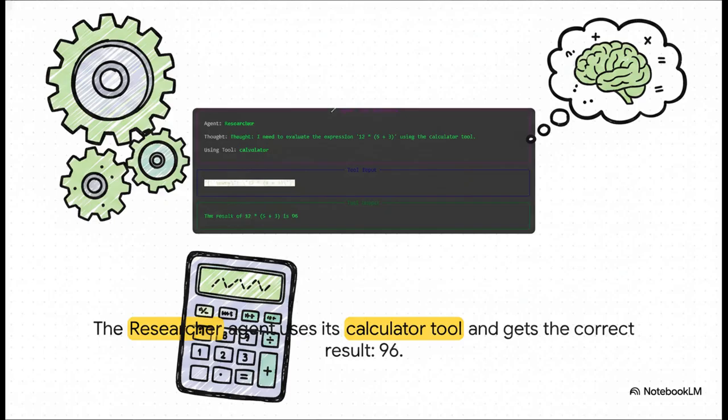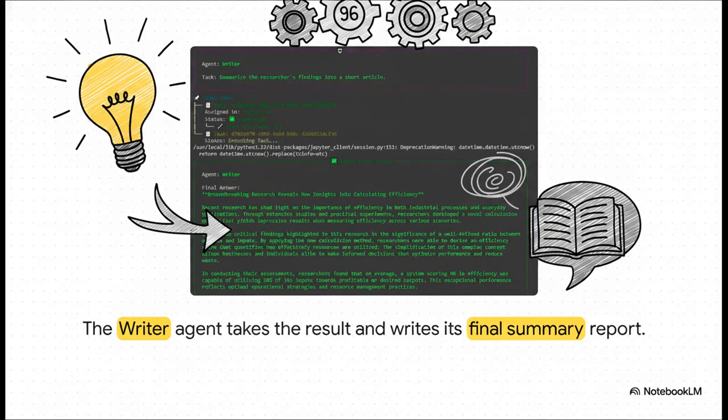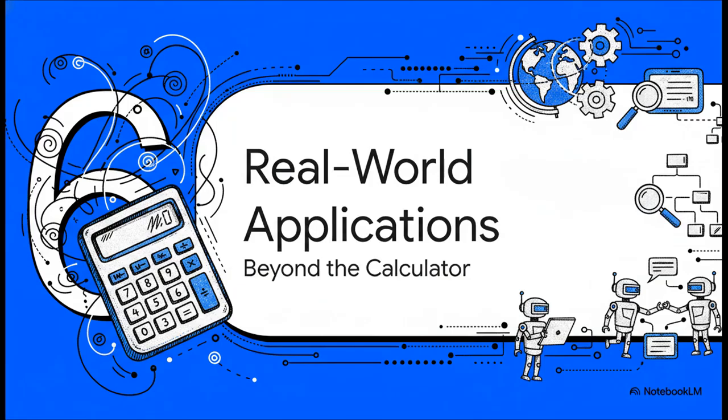In this transparency, being able to see its thought process, that's one of the coolest parts about working with these agents. Then comes the handoff. The researcher's result, that number 96, gets passed over to the writer. The writer, doing what it does best, takes that simple number and spins up a whole summary report about it. Each agent did exactly what it was supposed to do. Mission accomplished.